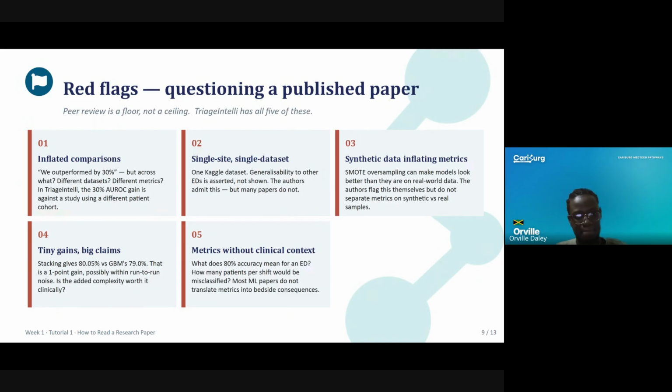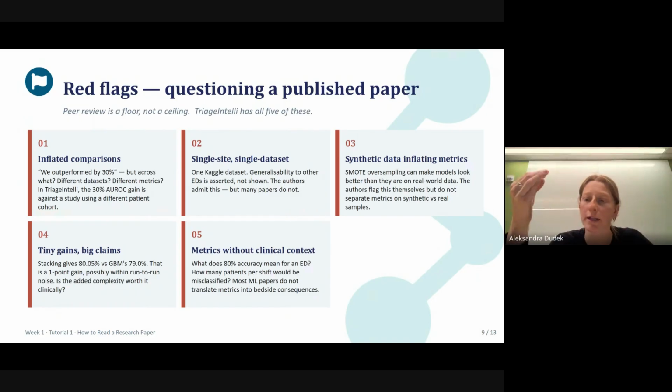Yeah, exactly. So we want to consider the context of what we are comparing against. In what way are we measuring that improvement? Exactly.